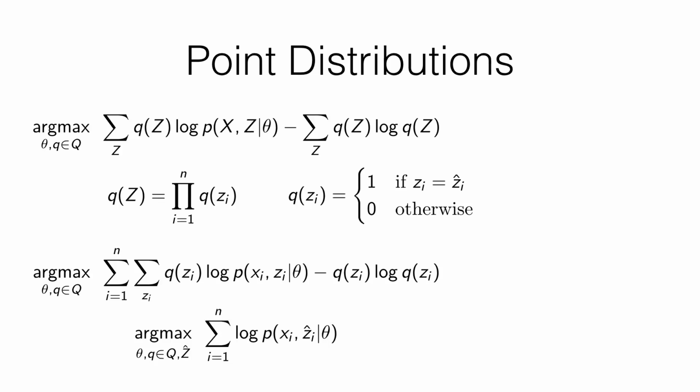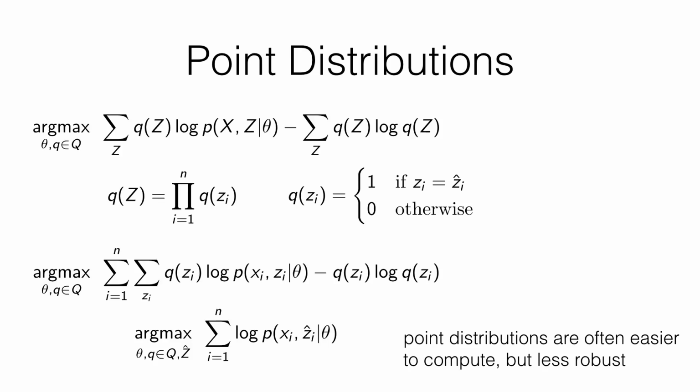And this is nice in some ways because it's really easy to compute. It's really easy just to pick the maximizing zi assignment, which becomes zi hat. And in the Gaussian case, that's basically just picking the closest mean to any point. But the downside is that this is a lot less robust. It's not as nice a lower bound as the fully factorized multinomial form that we use that leads to the EM algorithm.